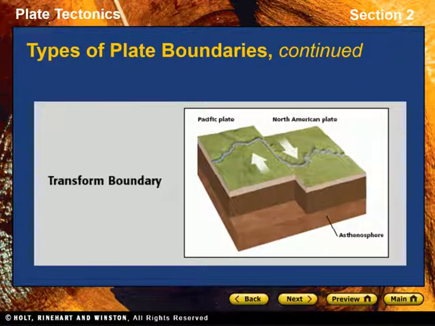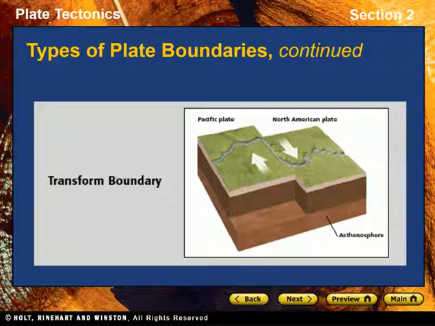Transform boundaries. The boundary at which two plates slide past each other horizontally, as is shown on the screen here, is called a transform boundary. However, the plate edges usually do not slide along smoothly. Instead, they scrape against each other in a series of sudden spurts of motion that are felt as earthquakes.